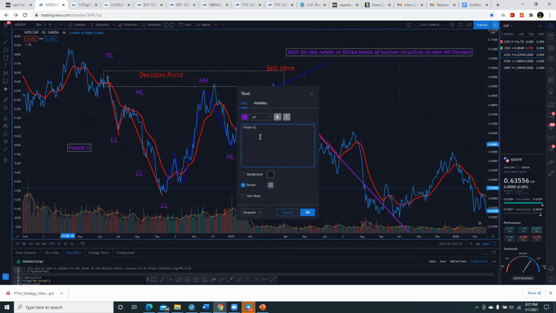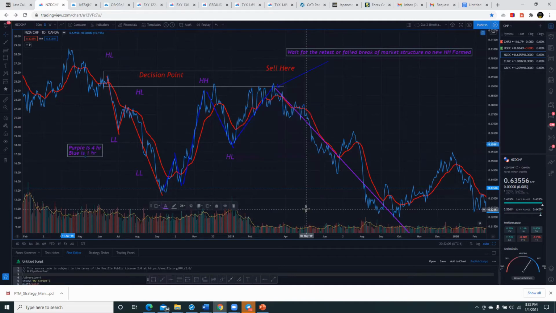Is representing the 4 hour time frame. And then we'll have the blue representing the 1 hour time frame. Just a little quick reference, guys, so you guys don't get kind of lost in translation.